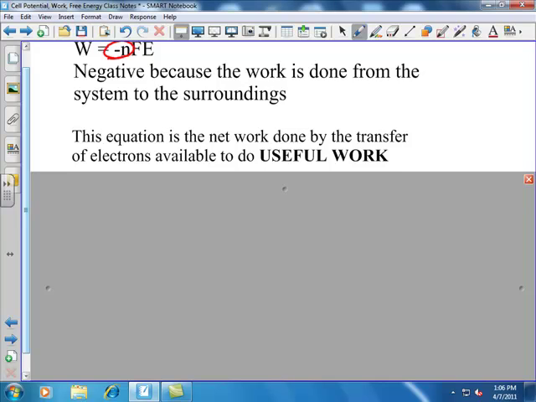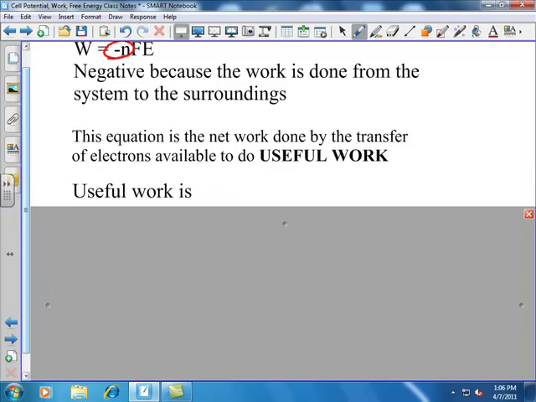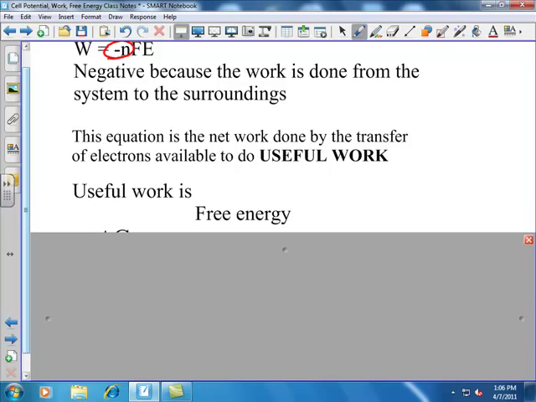Well, the whole point here is: what's useful work? We don't know. No, you do know. What's useful work? Useful work is free energy from the last chapter. The net energy available from a reaction to do useful work is free energy.